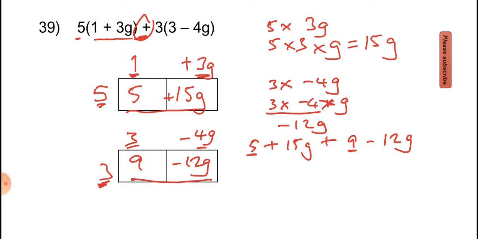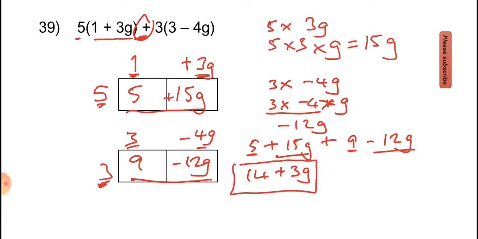collecting the like terms, so these are the only number terms. So 5 and 9 is 14, and then plus 15g take away 12g means, or 15 lots of g take away 12 lots of g is just 3 lots of g. So the final answer will be 14 plus 3g. So this here is the final answer.